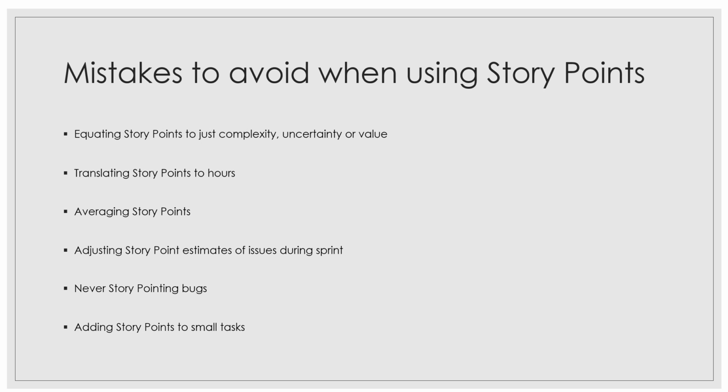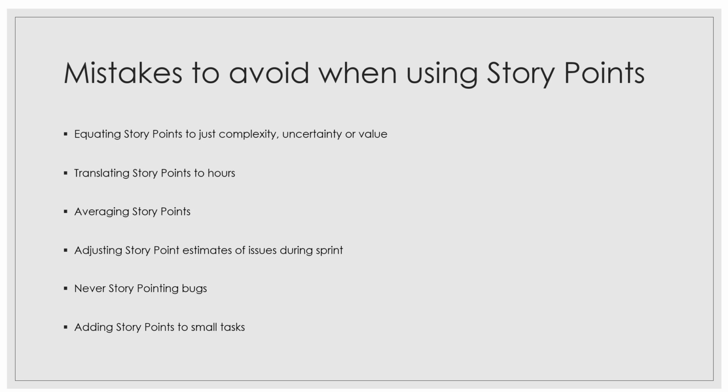So, mistakes to avoid when using story points. The first is equating story points to just complexity, uncertainty or value. You have to understand that story points are about effort, the amount of work that is required to be done as part of a particular requirement. Complexity, uncertainty, risk, these are the factors that influence the effort, but each of these alone does not determine the effort. So you always have to focus upon all of these things while you are deriving an estimation.